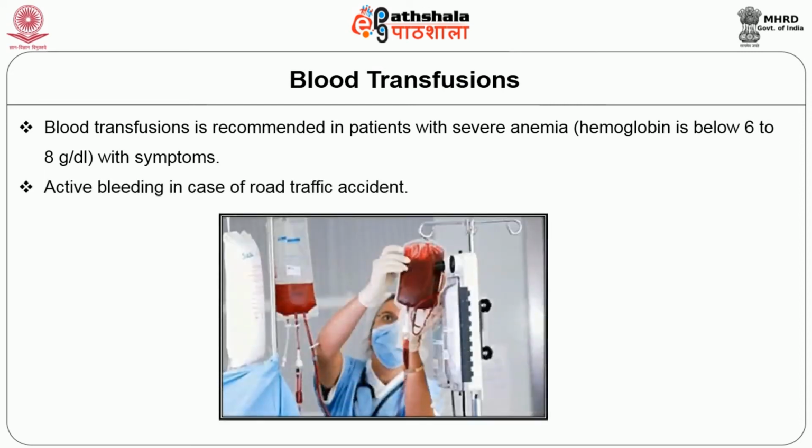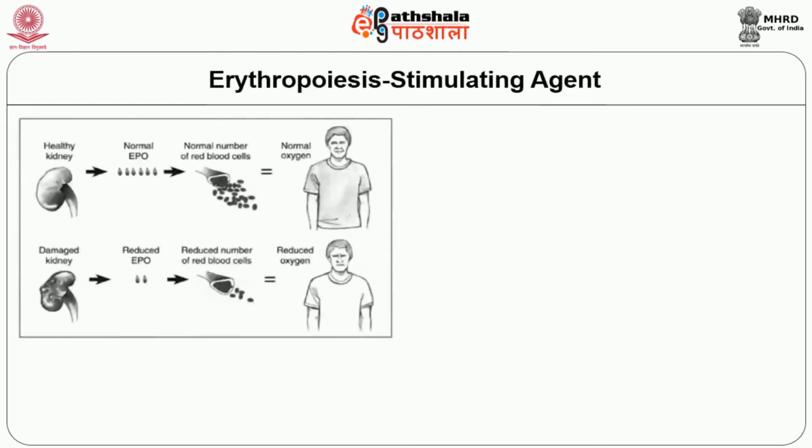And also active bleeding from an injury site, that is a road traffic accident. In such cases there will be active bleeding. So in such situations we cannot give iron tablets, we can treat by blood transfusion. And also the erythropoiesis-stimulating agent.